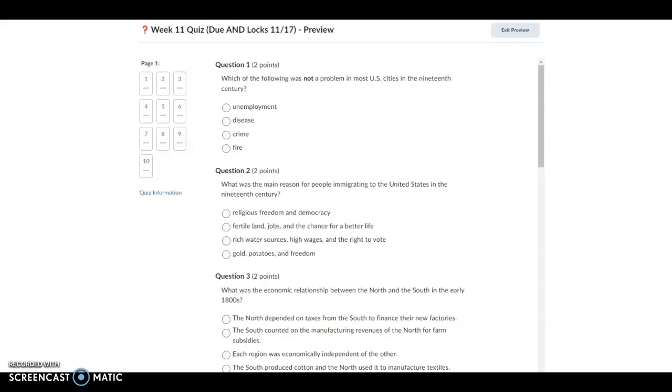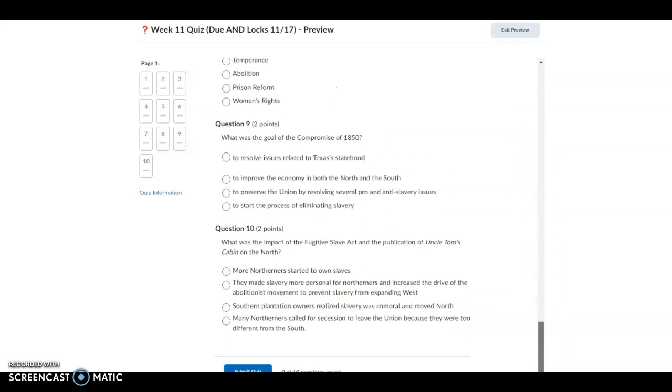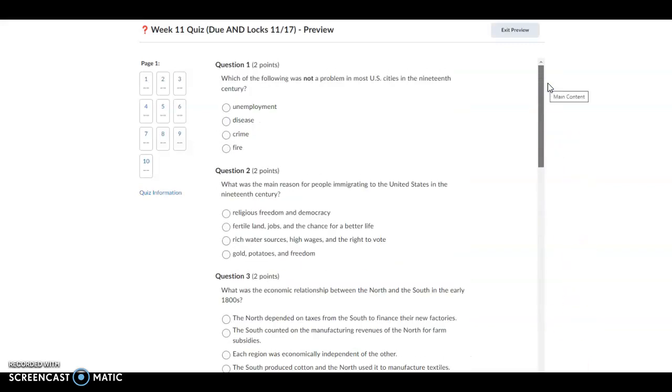U.S. history students, and welcome to the week 11 quiz. I'll be reading the questions and answer options to you. This quiz has a total of 10 questions, and it is worth a total of 23 points. When you have finished the quiz, make sure to click submit so it is showing up in your grade book and is submitted to your teacher.